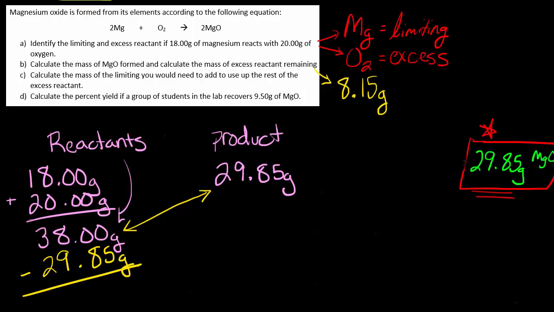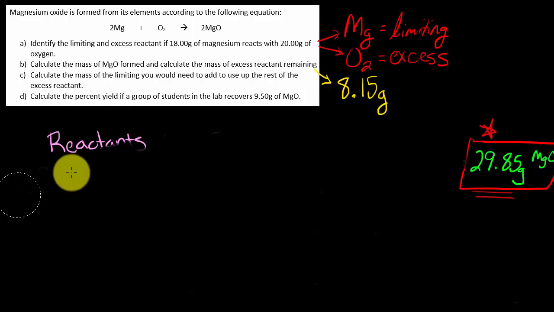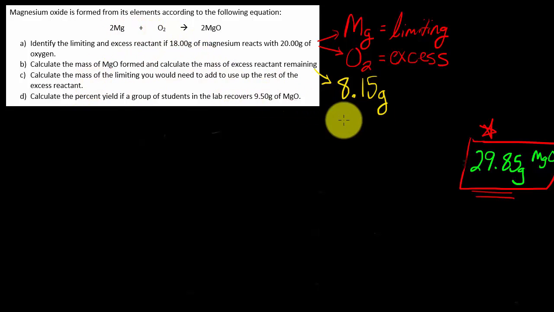Now, you may or may not be asked this next part. Oftentimes, that's where these problems typically end. But I'm going to include a couple other things here just in case. So sometimes they'll go on to ask you, how much of the limiting reactant, which we now know is magnesium, would you need to add to use up the rest of the excess reactant, which is 8.15 grams? At first that seems like it would be a little confusing, but really it's quite easy.